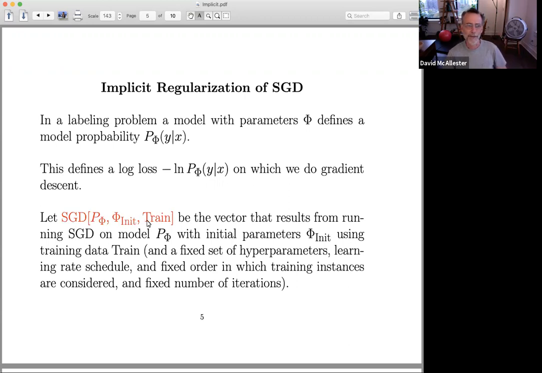And then this algorithm is going to take some training data. And I'm going to fix all the parameters. So I'm going to fix the hyperparameters, the rate at which the learning rate is reduced, the number of iterations or epochs, so that this becomes deterministic. So I'm going to get deterministically a vector as a result of running SGD on this model and this initialization and this training data. I'm even going to fix the order in which I visit the training points.